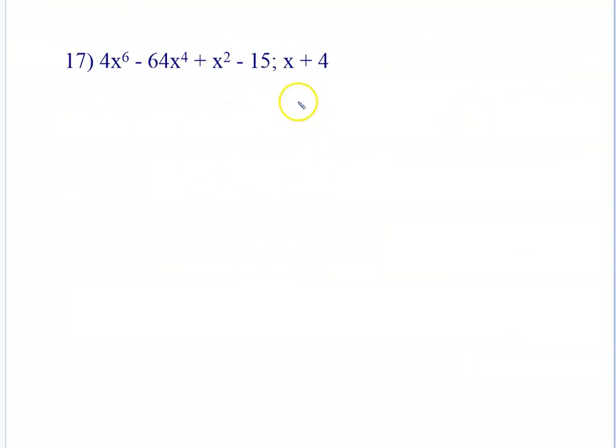So let's try another one. Okay, let's see if x plus 4 is a factor of this polynomial. So I'm going to put -4 in the house.